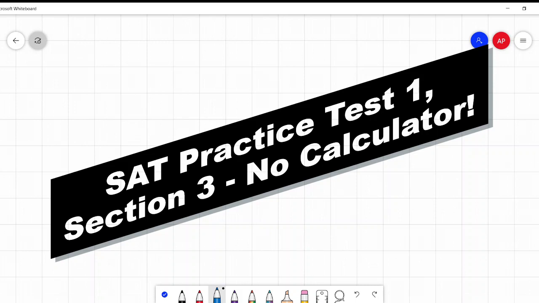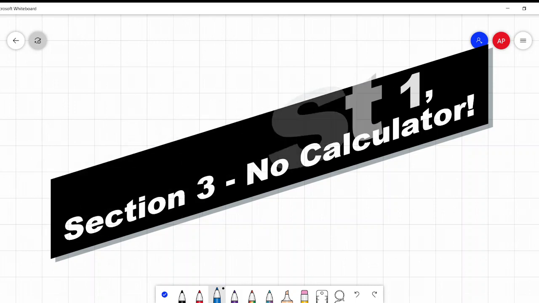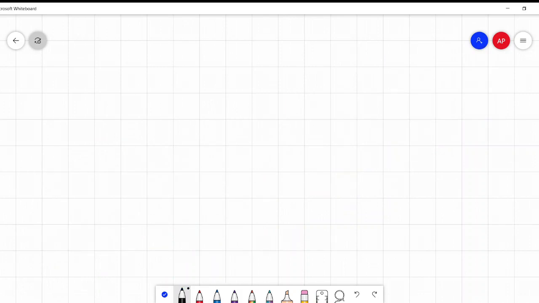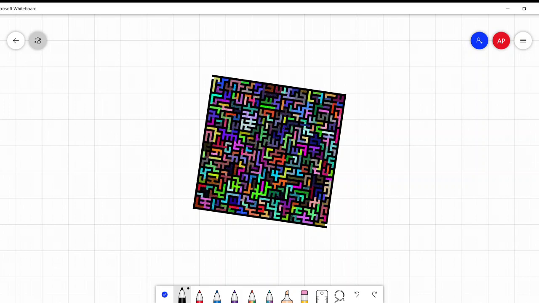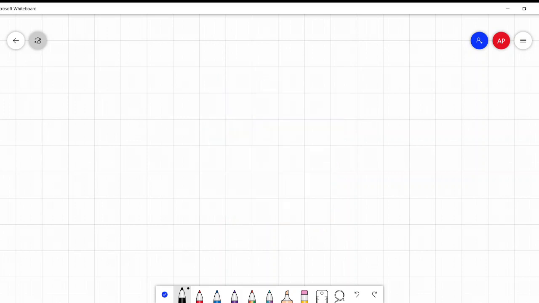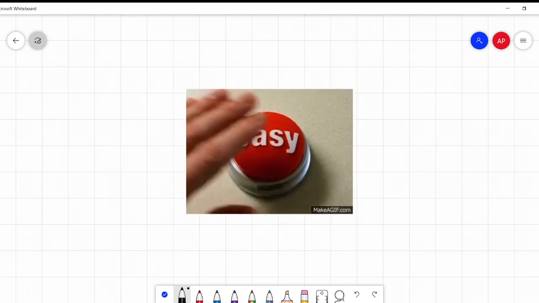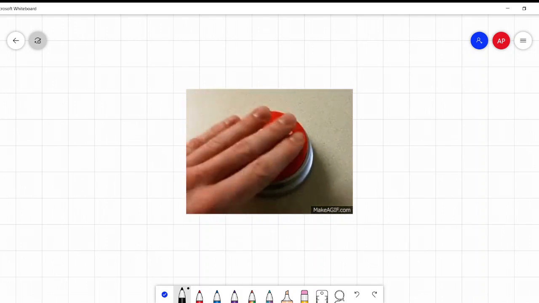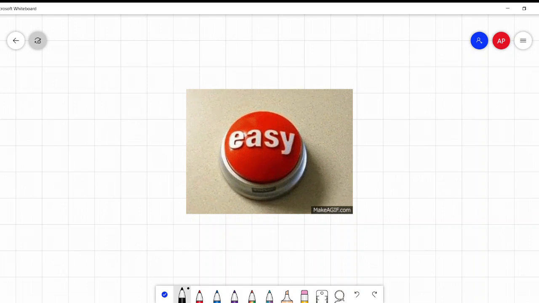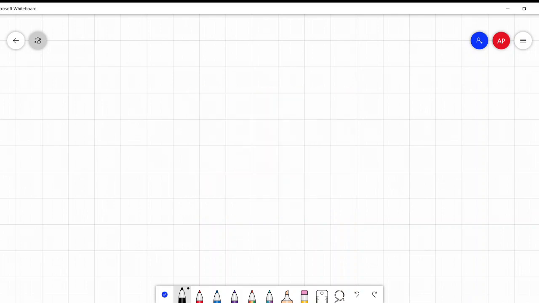So anytime you have a no calculator portion, most of these problems, even if they look insane, most of them, not all, but the vast majority, there's going to be a quick way to do it. Especially if it looks insane, always look for a shortcut first. So let's just get started. As we go through, I'll also be sharing some little test taking tips along the way.